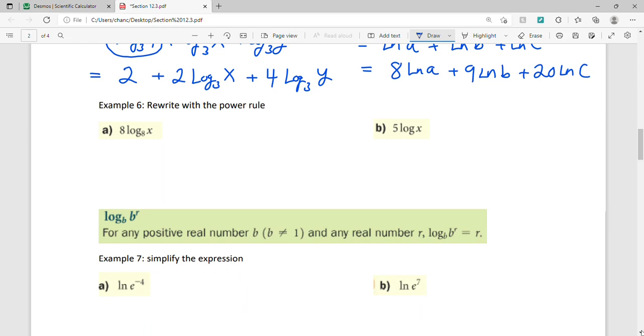In example 6, we want to rewrite using the power rule, so going backwards. I'll take that 8, bring that up into the exponent. This is equivalent to log base 8 of x raised to the 8th power. Same thing for part B, we'll use the power rule, bring that exponent to the top. This is log x to the 5th power.